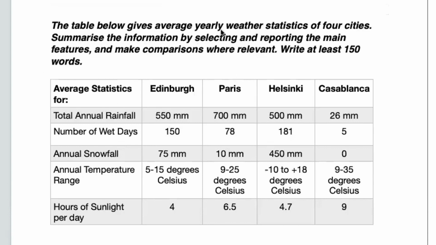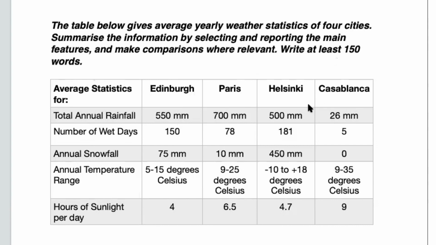All right, and here we see everything we'll need to know for our table. So we've got our 4 cities, Edinburgh, Paris, Helsinki, and Casablanca, and the average statistics for these cities in terms of annual rainfall, number of wet days, annual snowfall, annual temperature range, and hours of sunlight per day. Like I said earlier, there is a ton of information here. We've got millimeters, number of days, snowfall again in millimeters, degrees, hours of sunlight.